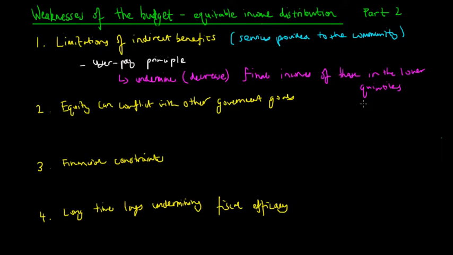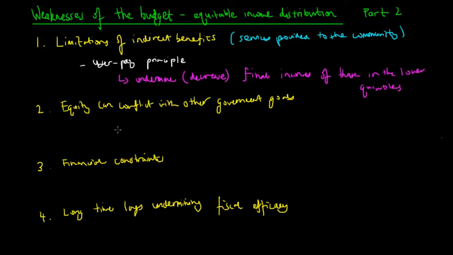poorest and the upper quintile, or the 5th quintile, being the highest or the richest, especially if the government implements this user pay principle to these indirect benefits. Because of lower revenue and because of greater expenses, they would have to implement this user pay principle, which would undermine the final incomes of those in the lower quintile. So those who are less financially well off would experience a decrease in their final incomes and therefore cause a movement away from the achievement of an equitable distribution of income. Okay, so that's the first limitation to the budget.